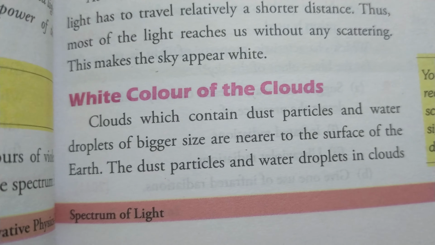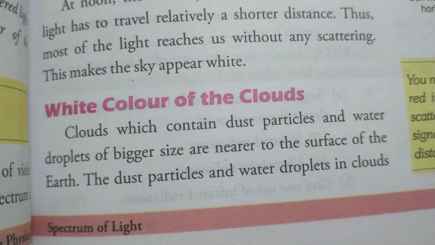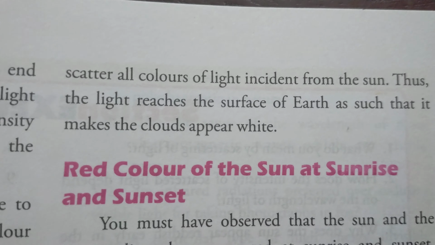Similarly, the color of clouds is also white. As you see, clouds, which contain dust particles and water droplets of bigger size, are nearer to the surface of the earth. The dust particles and water droplets in the cloud scatter all the colors of light incident from the sun. Thus the light reaches the surface of the earth as such that it makes the clouds appear white.